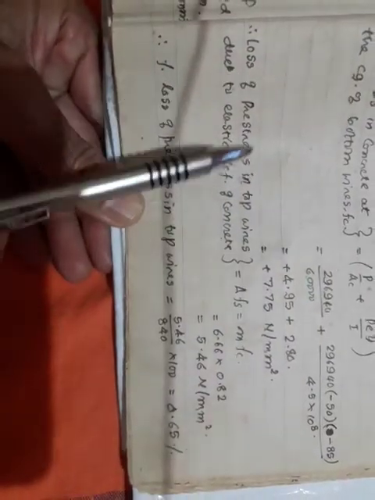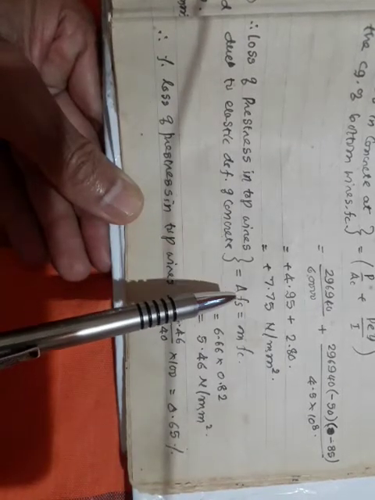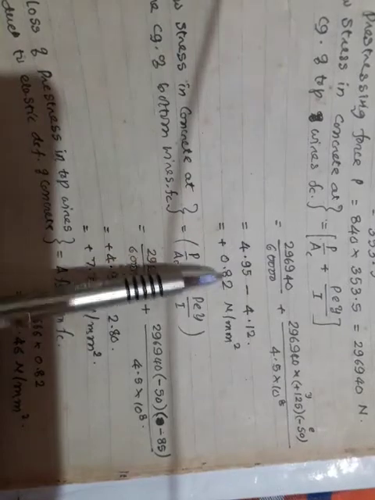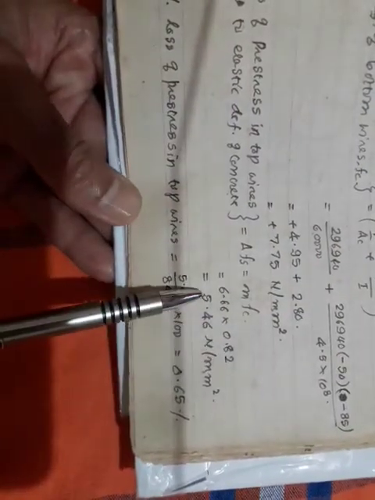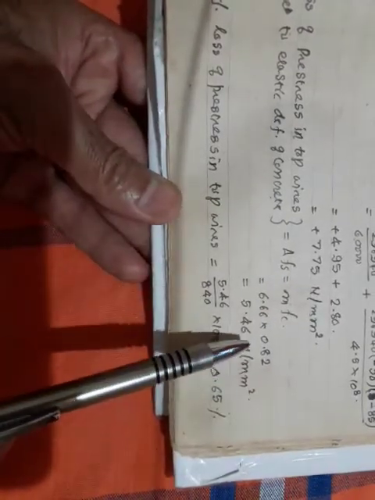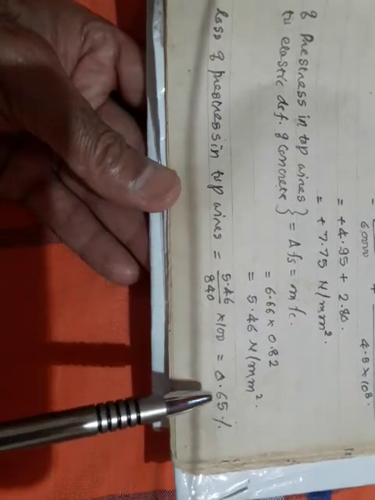Now I can easily calculate the loss of pre-stress in the top wires due to elastic shortening. It is given by M times FC. M I know. FC for the top wires we have calculated as 0.82. So with 0.82 the loss is so much. Therefore, the percentage loss of pre-stress I can also easily calculate. This is the loss when I apply a pre-stress of 840 Newton per mm square.